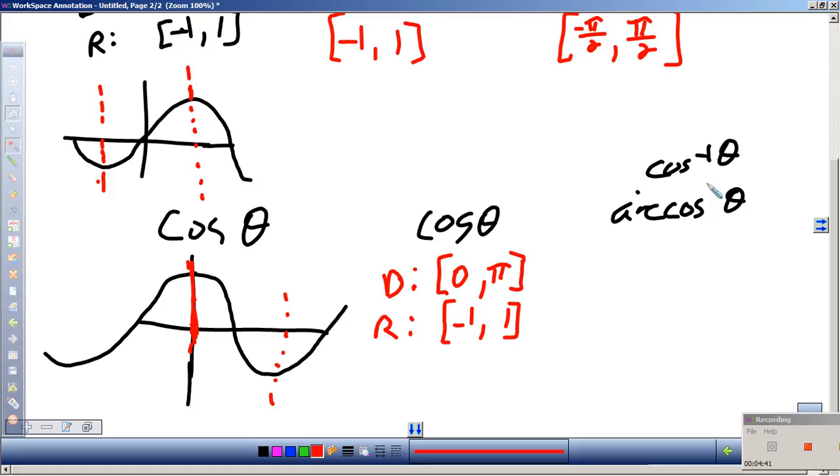So if we did the arc cosine, what's the domain going to be? What do you think? Swap it to what it can be. Yeah, negative 1 to 1, just like before, swapping these. And the range, 0 to π.